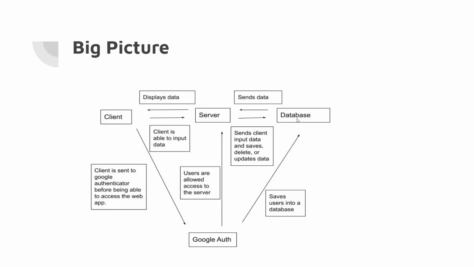And then say if a user wants to see the events that he or she created, the database sends out the data, the event, and lists it on the client. So this is what it's supposed to do and how it should look.